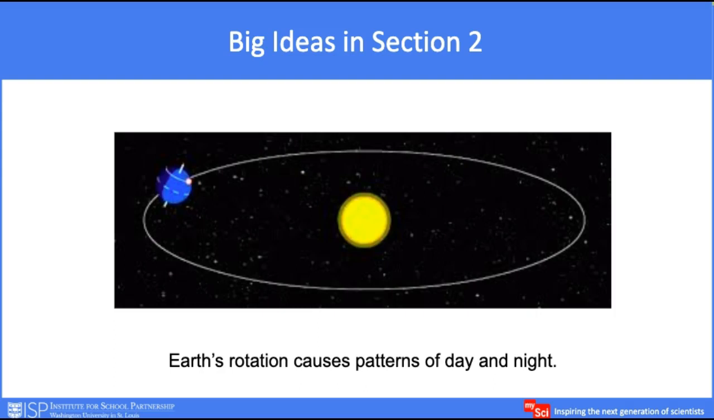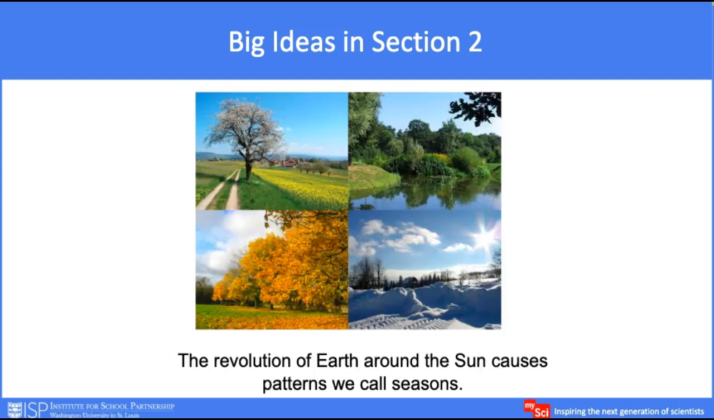Students develop and use a model to explain how the Earth's counterclockwise rotation on its axis causes patterns of day and night. Students will also use models to explain how the Earth's counterclockwise revolution around the Sun causes yearly seasonal patterns.